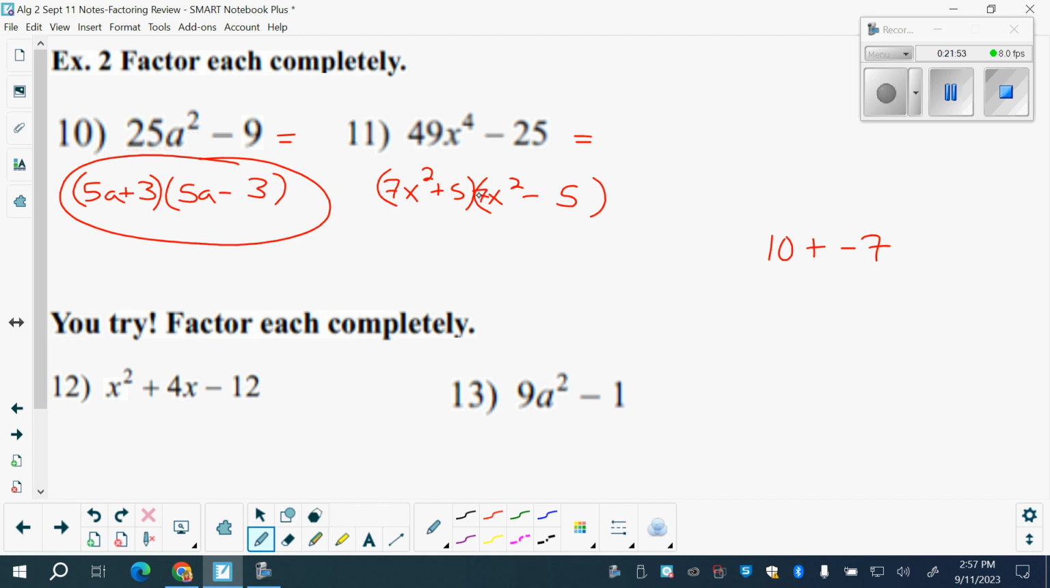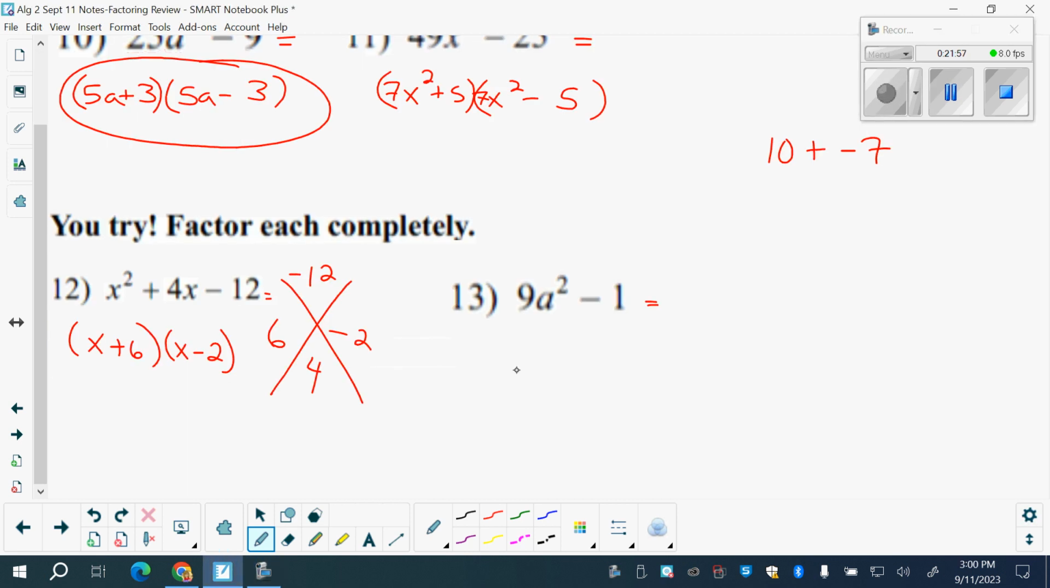Okay, go ahead and do the U try. Those two U try problems. Okay, here are the answers to number 12 and 13. Questions on that before we go into the very last example? So I can answer that later if you have quick questions.